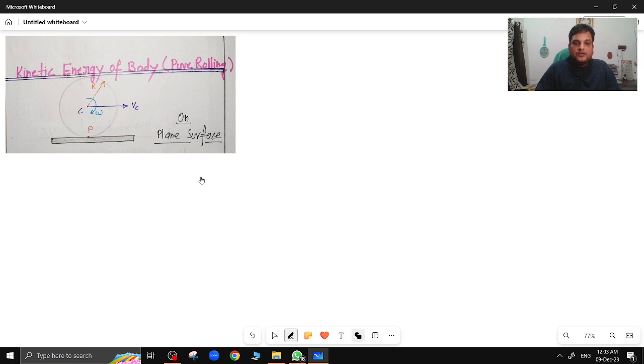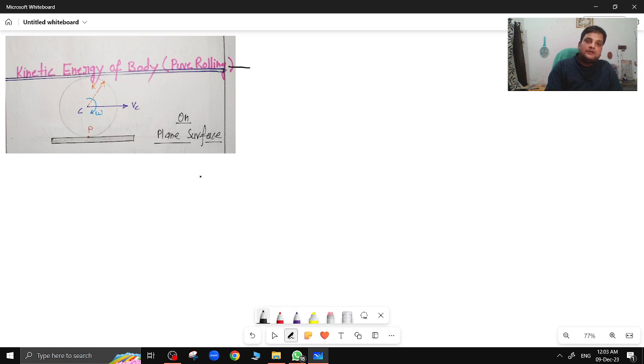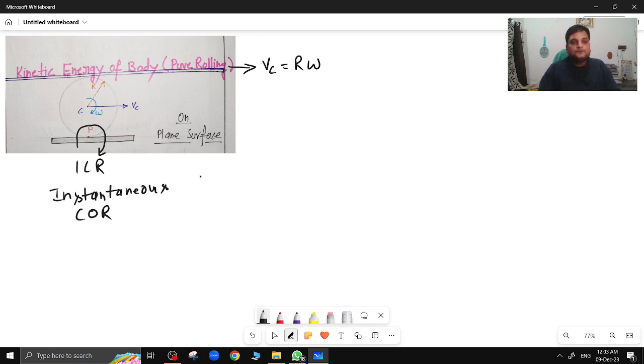right? So in case of pure rolling, if you remember the concepts, the relation is valid that Vc is equal to R omega, because in case of pure rolling, this contact point itself acts as an ICR. ICR means instantaneous center of rotation. This is the instantaneous center of rotation, right?